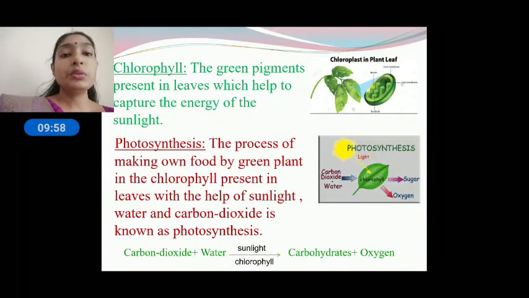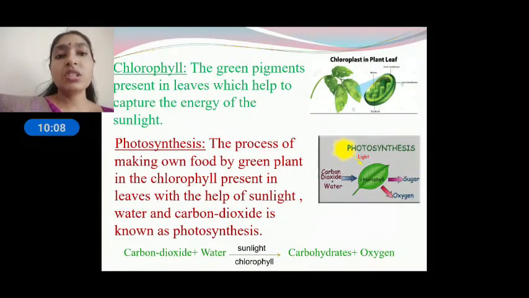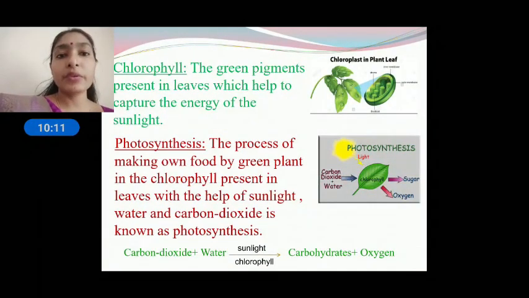Now you come to the importance of photosynthesis. It is very useful and most essential, because for all living organisms we are getting food and oxygen, which is the main thing for the life process, from the plants. So plants are most important and essential.